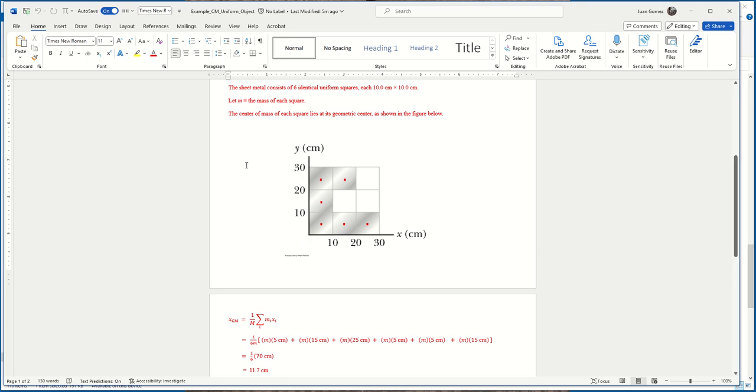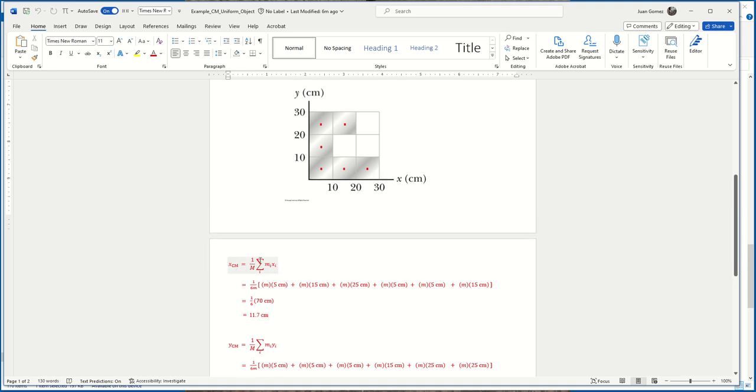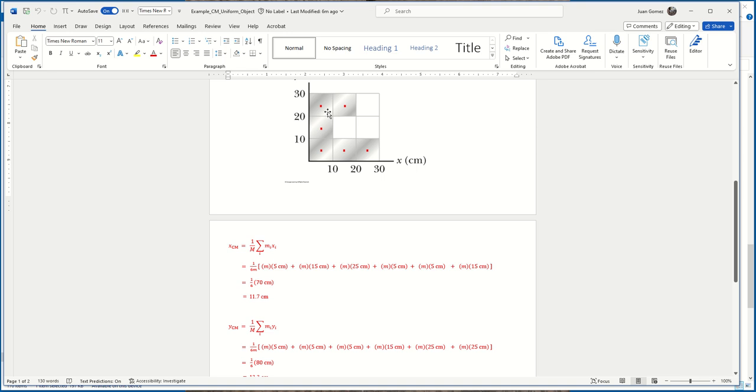Again, when we have 6 squares, I'm going to number them. When I do the sum from 1 to 6, I'm just going to start at the bottom, then the middle, then the top. So this is going to be 1, 2, 3, 4, 5, 6. Those red dots are the centers of mass of each of the individual squares. Now when we do the sum, remember XCM is 1 over large M times the sum of the m_i x_i's, and likewise YCM is 1 over big M times the sum of the m_i y_i's. The x_i's and y_i's are the coordinates of the red dots, the coordinates of the individual CMs of each square.